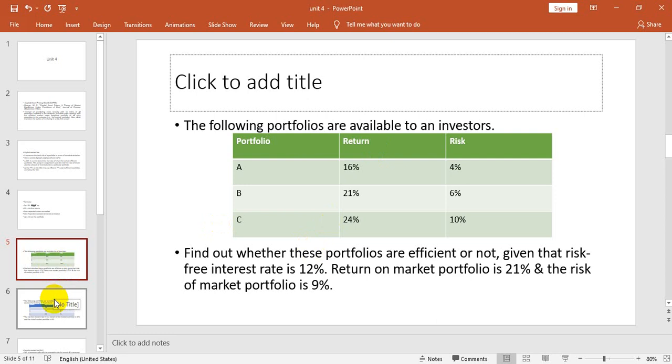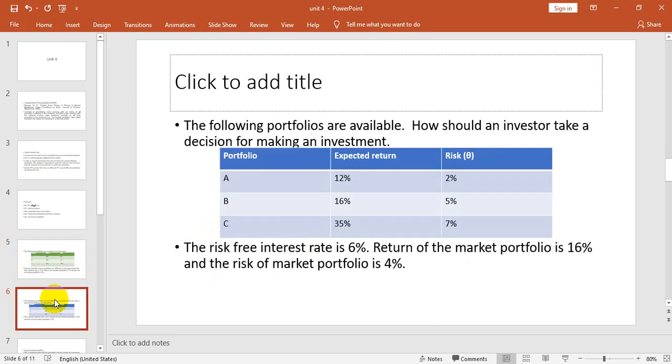This is the problem I have done. Now I want all of you to do this problem in your books. Try it out. It's very simple. These are all the expected returns that have been given in the question. Use this RF. This will be RM, and this will be standard deviation of P. And this will be standard deviation of A, standard deviation of B, and standard deviation of C. Just substitute them, get the values, and tell me which are the efficient portfolios and inefficient portfolios. So this is the problem.